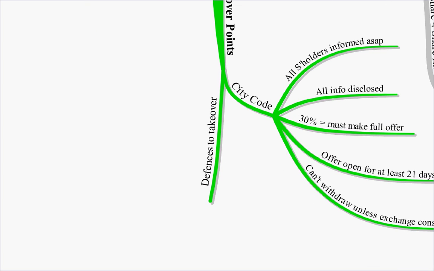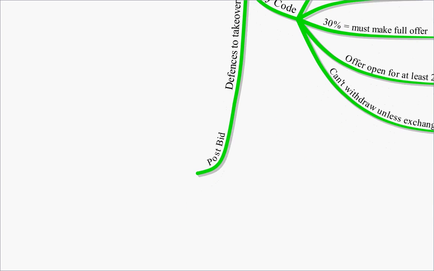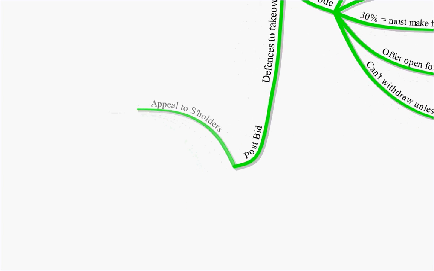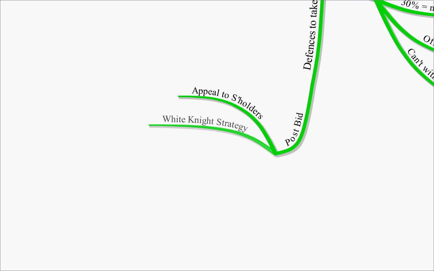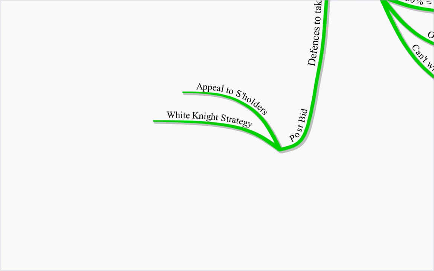Now, a business who is subject to a takeover bid has several defences to it. Before the bid, they can appeal to the shareholders. They can apply the white knight strategy. They could counterbid for the other firm, or they could go to the Competition Commission.